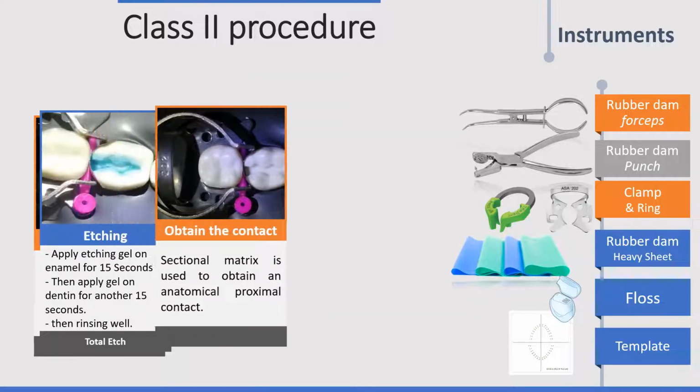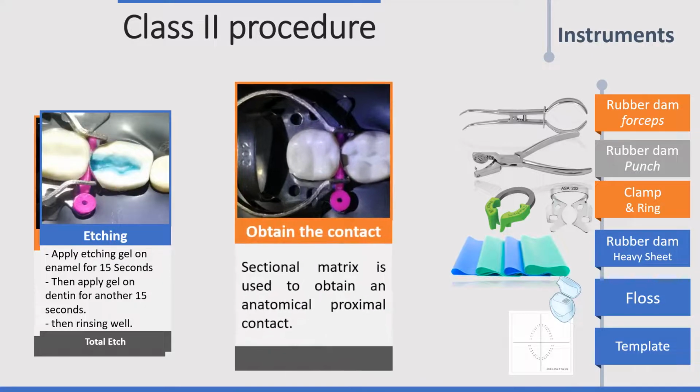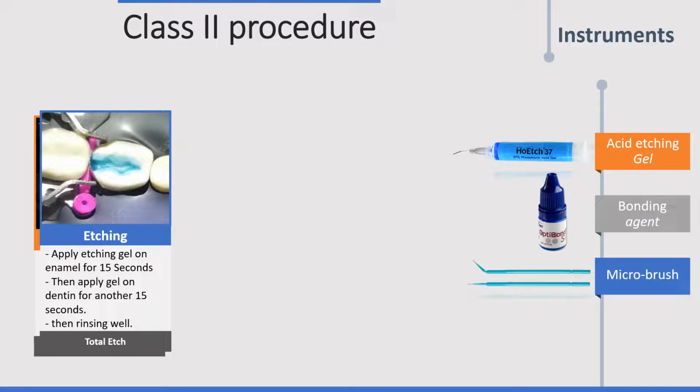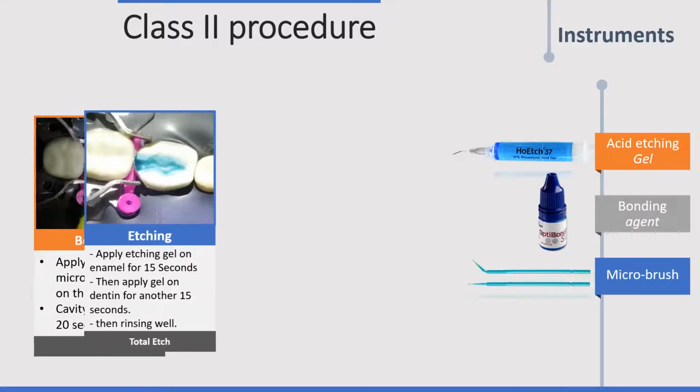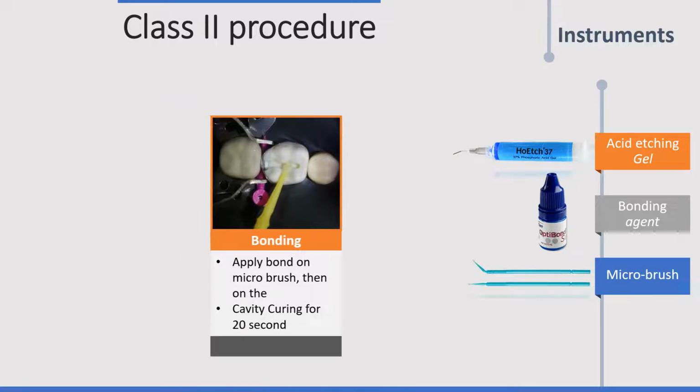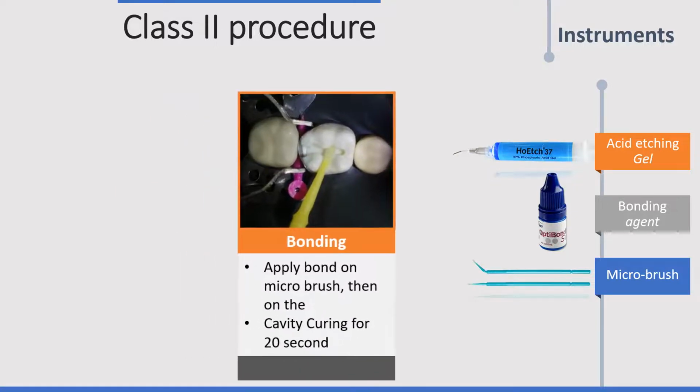We will also use sectional matrix to obtain anatomical proximal contact, and the same etching and bonding materials too. Step number 3, etching is done by applying etching gel on tooth walls for a total of 30 seconds for enamel and 15 seconds for dentin, then rinse and dry it up. Bonding is applied by microbrush and light cured for 20 seconds.